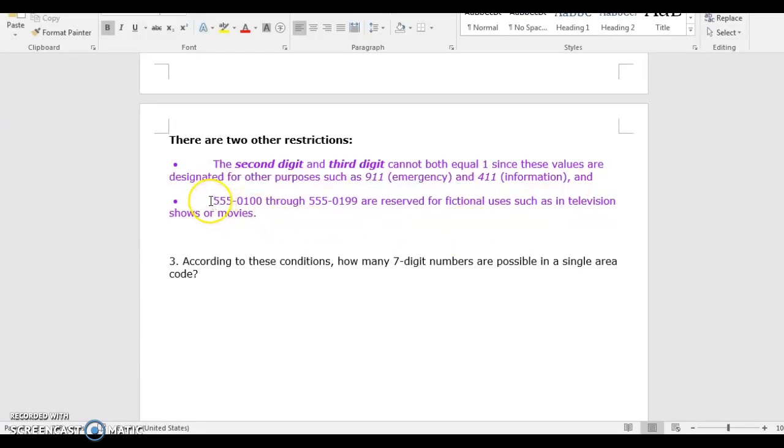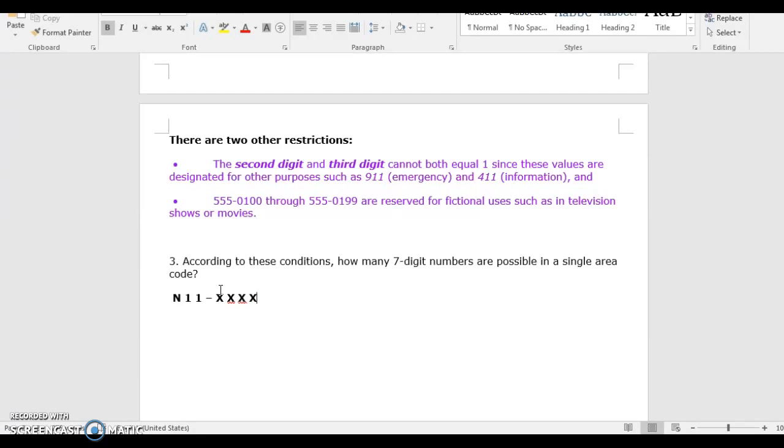And a different kind of number that you cannot have is those that start with 555-0100 through 555-0199. So any numbers between these 2 ranges are reserved for fictional uses, such as in television shows or movies. Okay, so based on this rule, the second and third digits cannot be equal to 1. The hint tells you, let's say this is the setup, okay? N 1 1 X X X X.